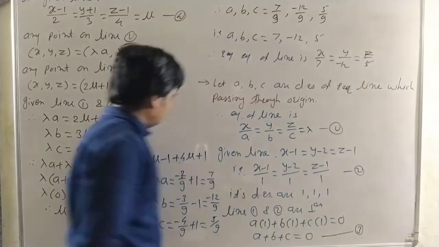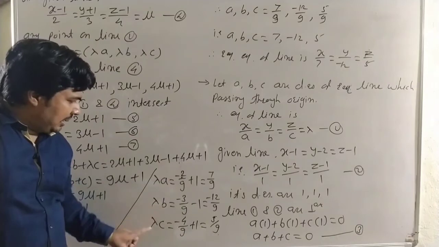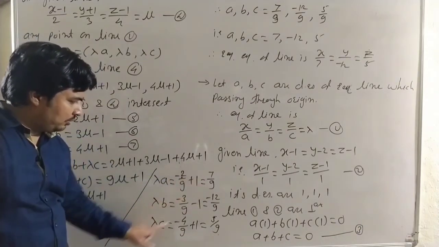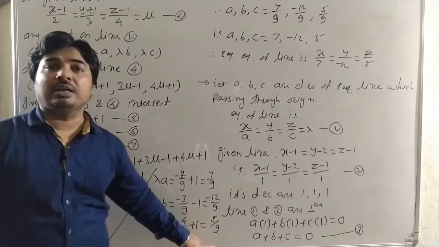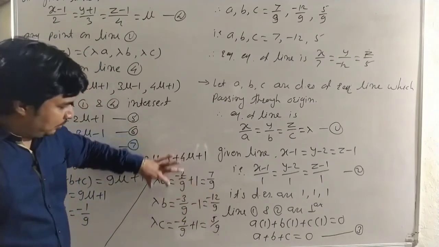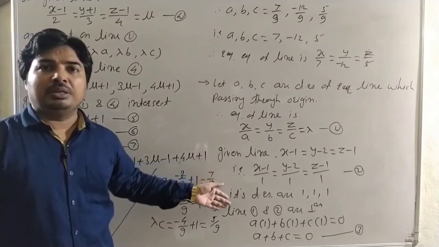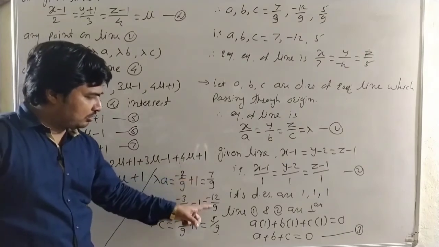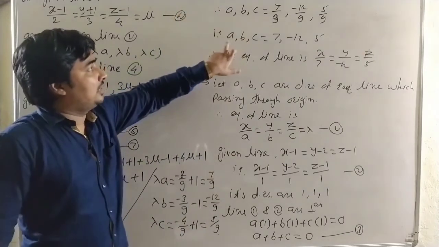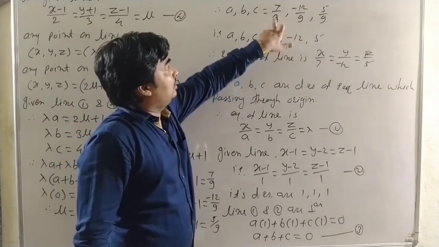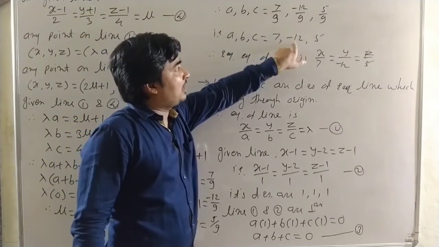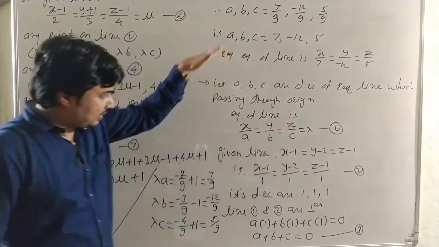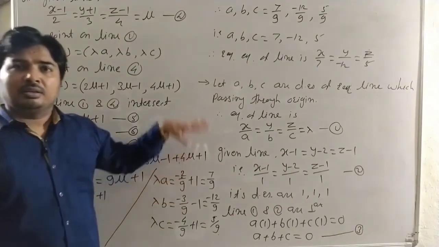See carefully. Here lambda a is equal to 7 by 9, lambda b is equal to minus 12 by 9, and lambda c is equal to 5 by 9. These are the proportional values, not the exact values of a, b, c. So the direction ratios a, b, c are 7 by 9, minus 12 by 9 and 5 by 9. So you can take the direction ratios 7, minus 12 and 5, and put the values in this equation. Here this is one method to solve this question.